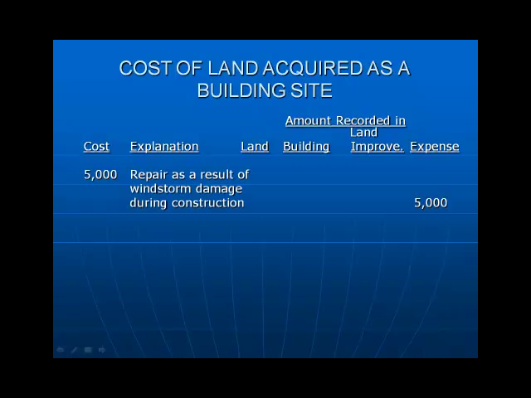Next we have $5,000 repair as a result of the windstorm damage during construction. That is an immediate expense, repair expense, so that's where that $5,000 goes.